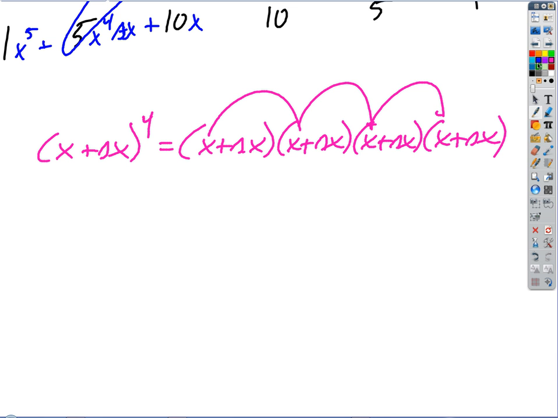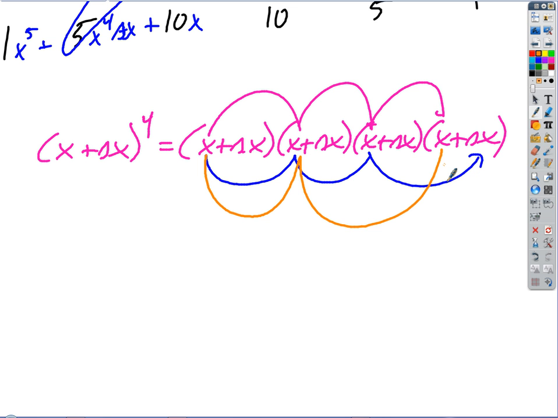Well, I could multiply these 3 together first and get my x cubed, and then multiply that result by him, right, to get an x cubed delta x. Or I could have done these 3 together and then multiplied by that one to get an x cubed delta x. How many different ways am I going to be able to get an x cubed delta x? 4, right? Does that make sense?